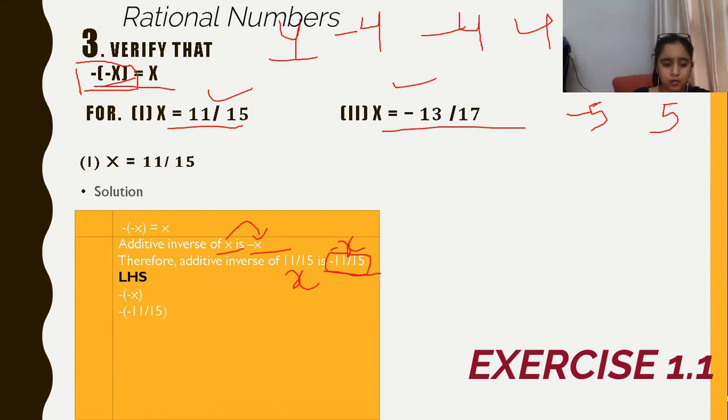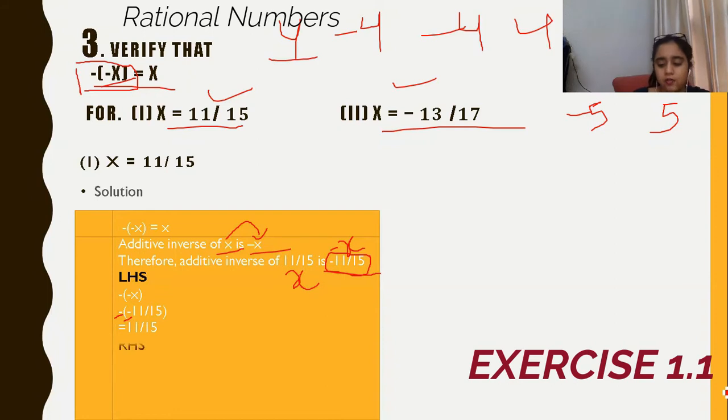So I will put the value of minus x, and minus x is minus 11 upon 15. In the next step I will open this bracket, and whenever I open this bracket, this minus will become plus. So my answer for the left hand side is 11 upon 15.